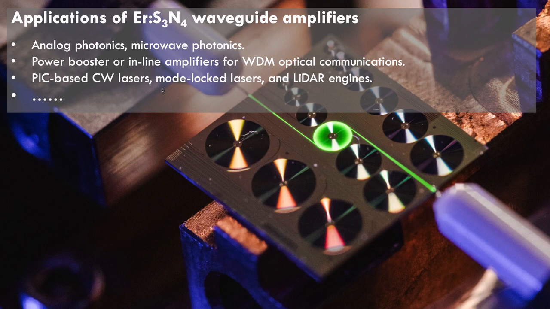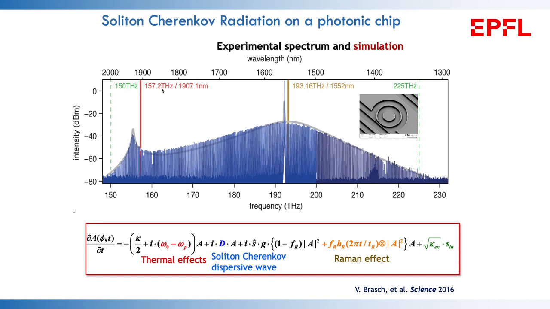So in the next 10 minutes, I will talk about applications apart from CW amplification. One thing we would like to look into is amplifying broadband signals. One example is the optical frequency comb generated in a silicon nitride passive Kerr microcomb resonator.